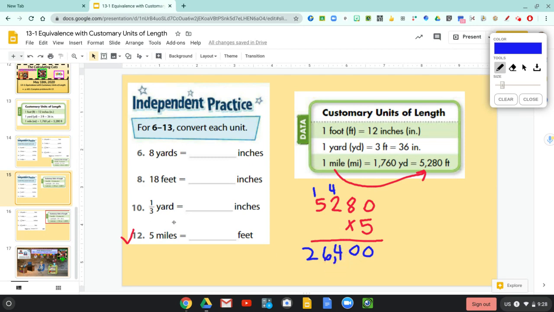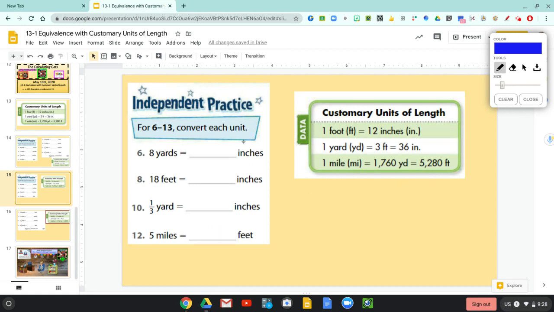So 5 miles is equal to 26,400 feet. So when you drive 5 miles or you run 5 miles, you have driven or walked 26,400 feet. Okay, so those are the evens. I'm going to clear this out. Let's finish up by going over the odd problems.